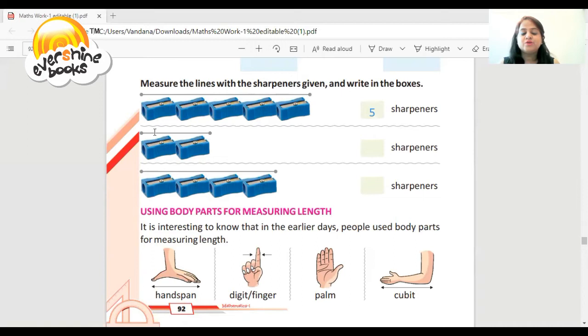Now students, it's your next line, from the starting point to the end point. So just count only 2 sharpeners: 1, 2. It means this line is about 2 sharpeners. So write here 2 sharpeners only. Now it is your third line, starting point and end point. So just count the sharpeners: 1, 2, 3, 4. This line is about 4 sharpeners. Okay, students, it's very easy now and very interesting.